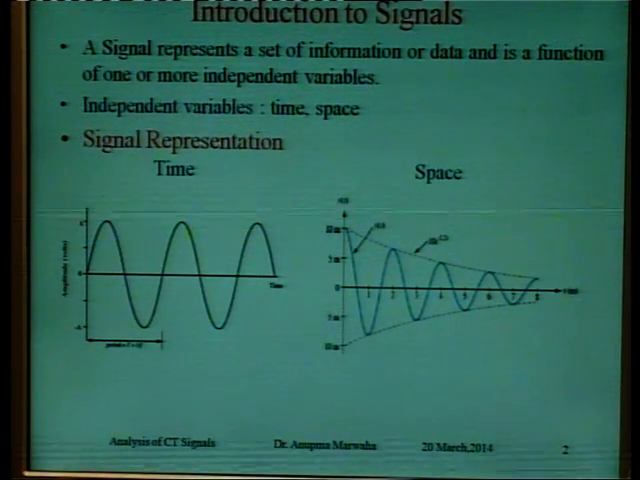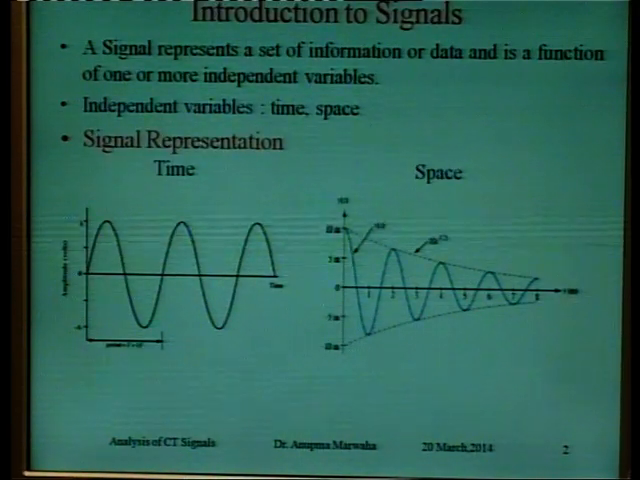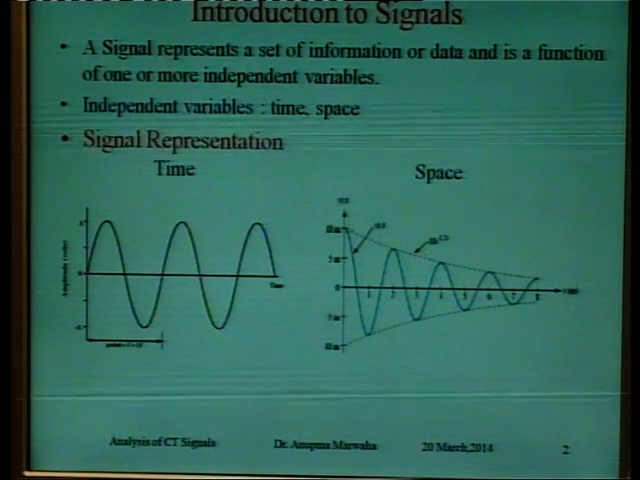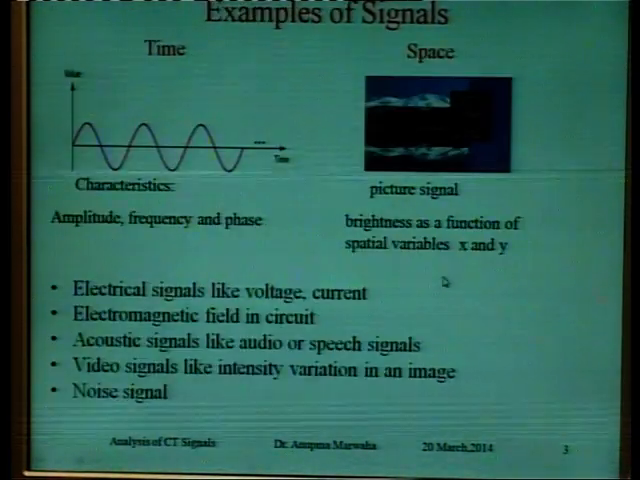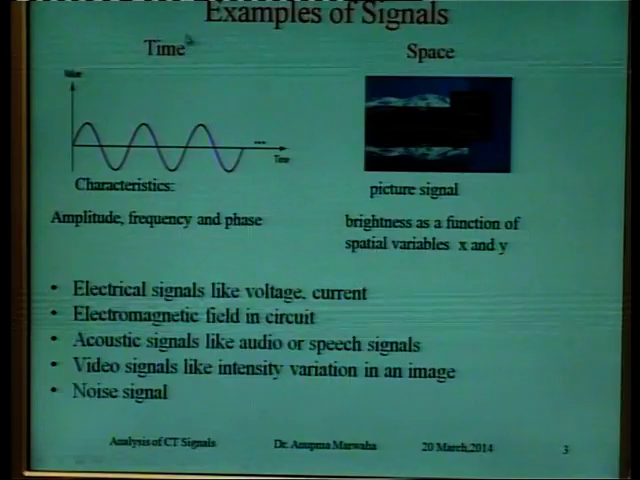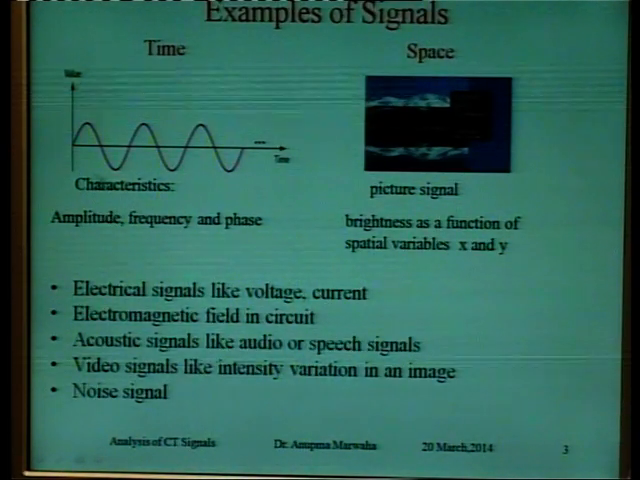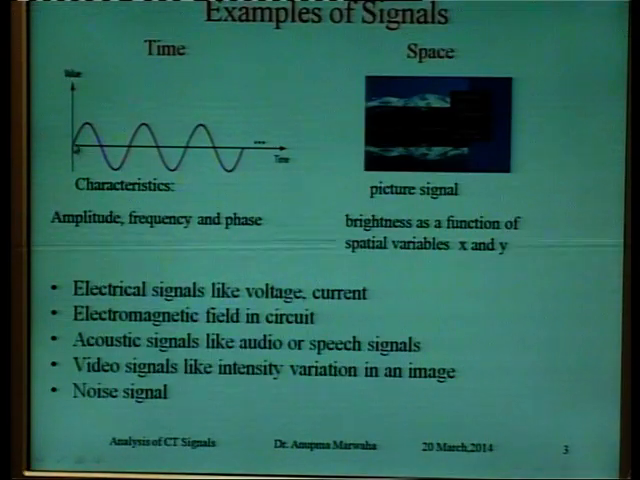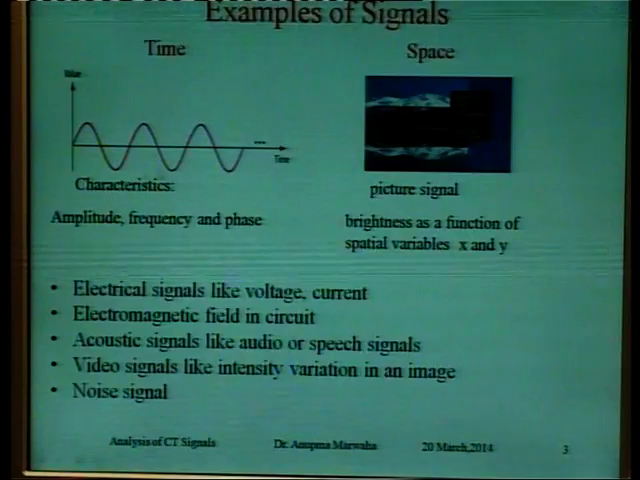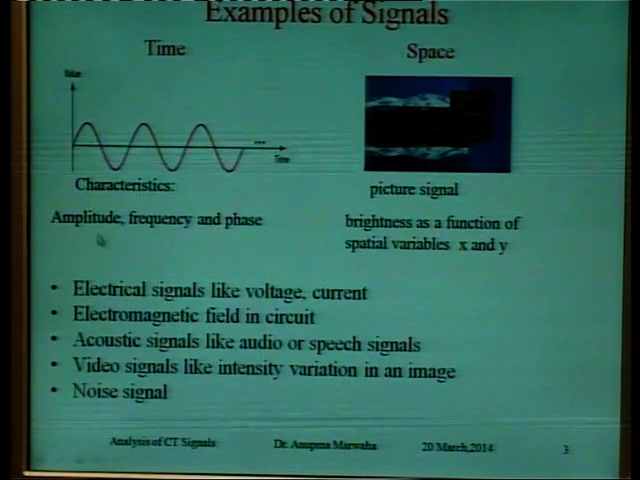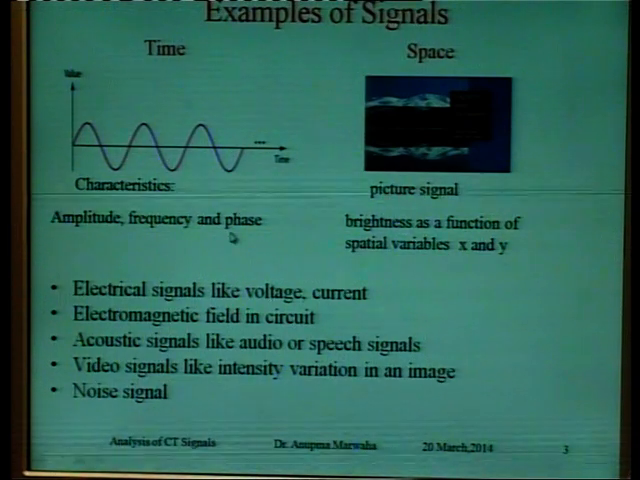If the independent variable is space, then the value of the signal will be varying as a function of space parameter, that is distance, as it is shown in this diagram. Now, if the independent variable is time, then an example is a sinusoidal signal, in which the value of the signal varies sinusoidally with respect to time. The various characteristics of a sinusoidal signal can be amplitude, frequency and phase.